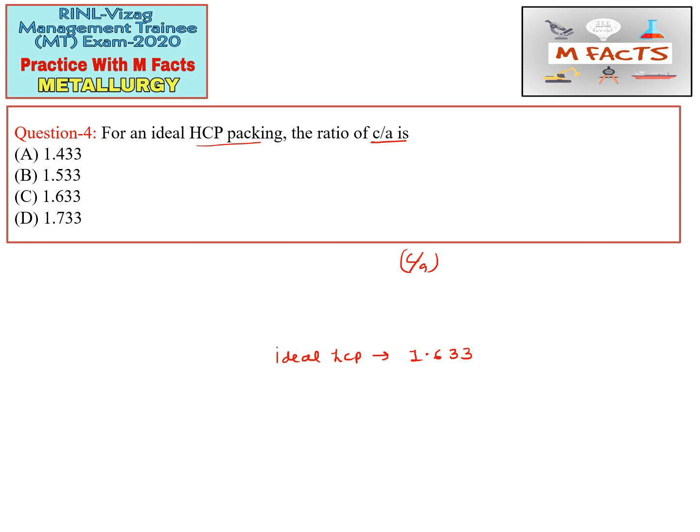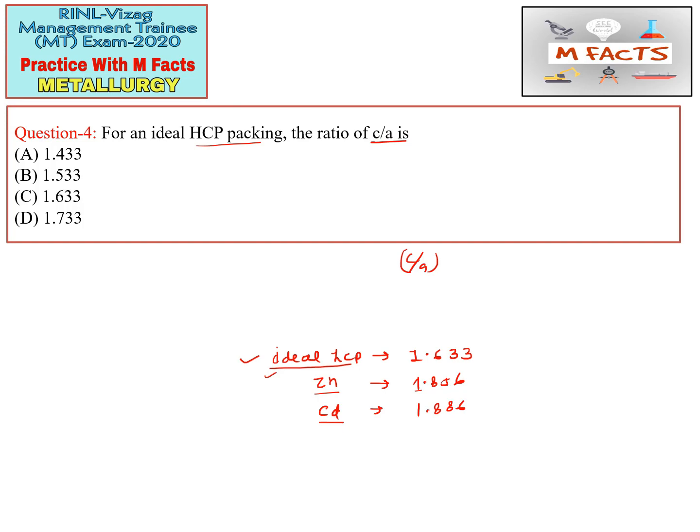Okay, and for the other HCP metals, like for Zn, C by A ratio is 1.856. And for cadmium it is 1.886. Okay, so this is basically greater than 1.633. So this is ideal HCP, but zinc and cadmium also have HCP structure, but they don't have C by A ratio 1.633. Okay, so the idea of telling this is that we should know about the ideal HCP. So ideal HCP has C by A ratio 1.633.